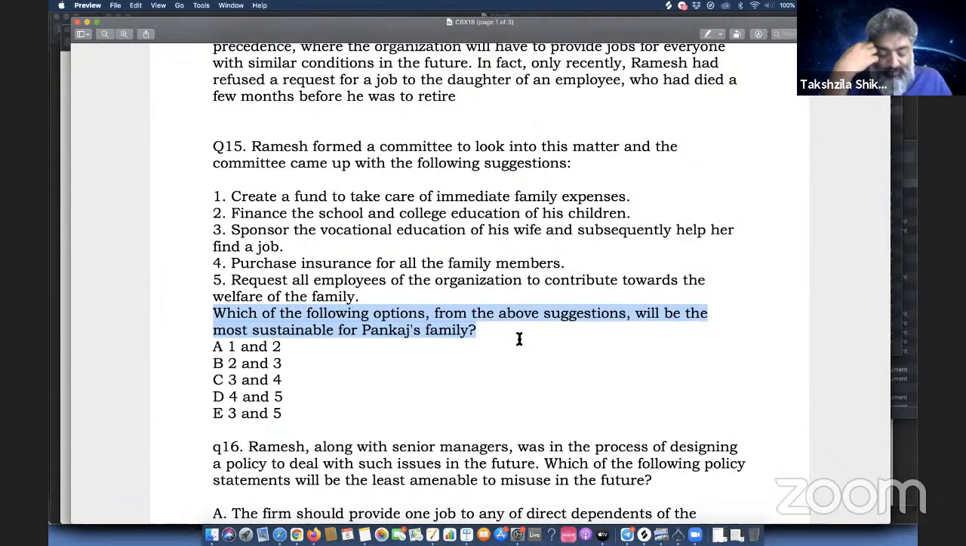Ganesh says A. Johnny says 3. So Johnny says option C, I'm assuming. That means 3 and 4. And Ganesh says 1 and 2. So let's start reading also.